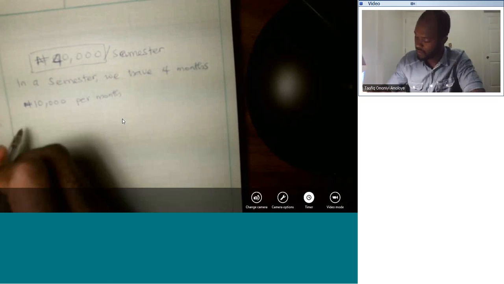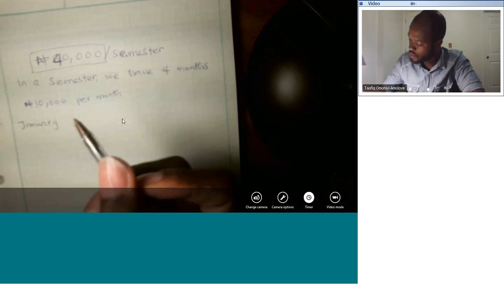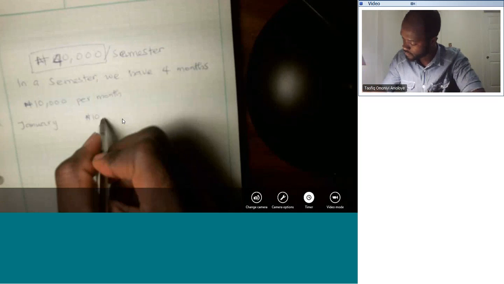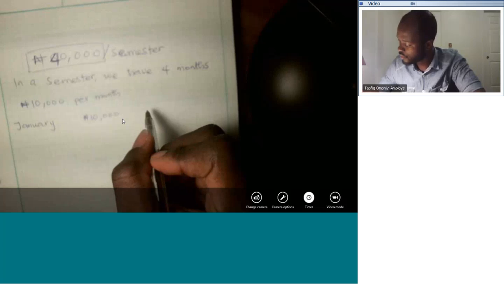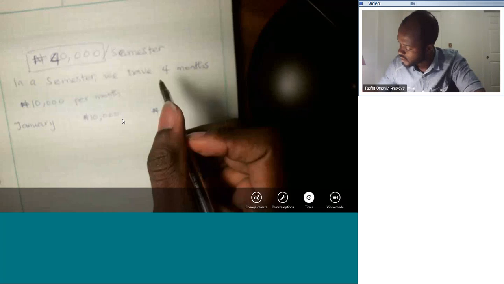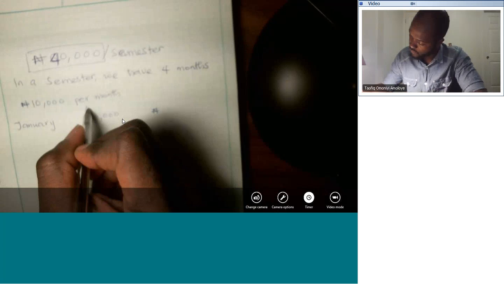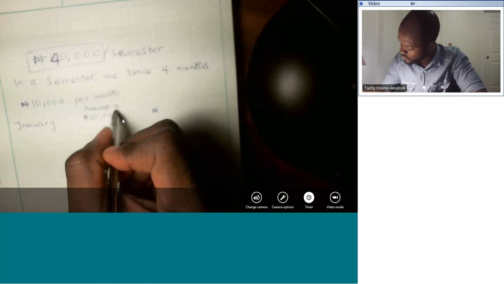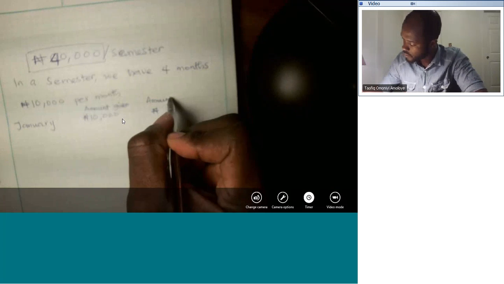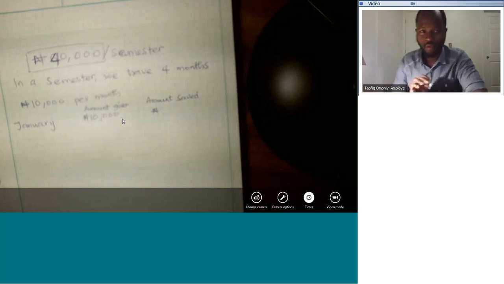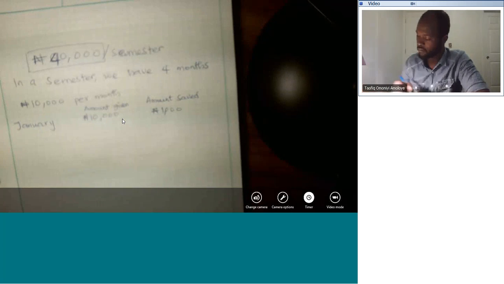So let's say now, we are now in February, but in January, we were given 10,000 naira. Of course, you have to eat, you have to do some other things. So maybe you were able to save. So this is what we call amount given, and amount saved. So let's say you were able to save like 1,000 naira, and now we are in February.